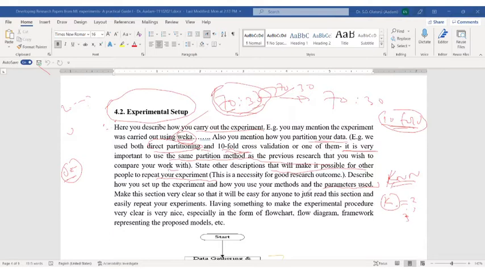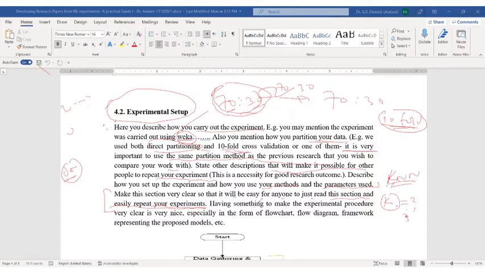Now, of course, the method used is very important. Make this section very clear so that it will be very easy for anyone to read it and easily repeat your experiment. This is just the caveat. Everybody pay attention. Make your experimental setup so clear that anyone reading this section should be able to carry out your experiment.